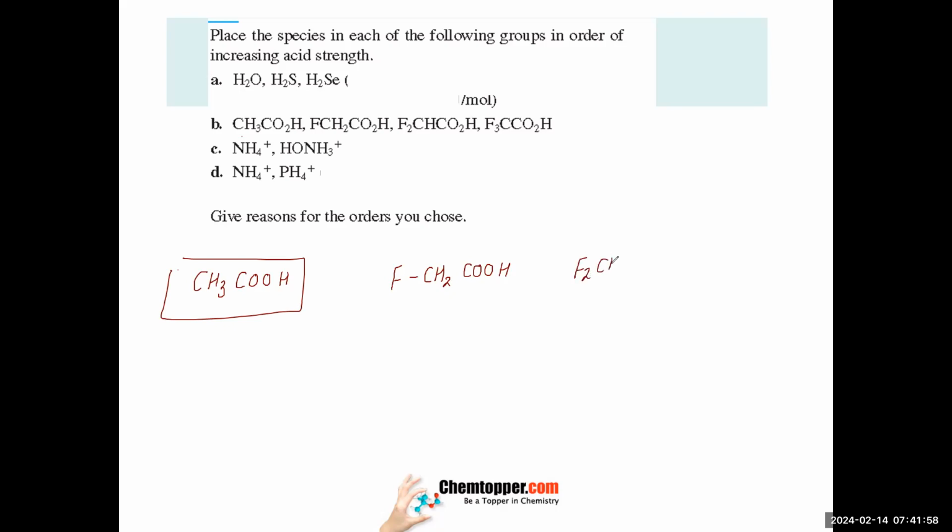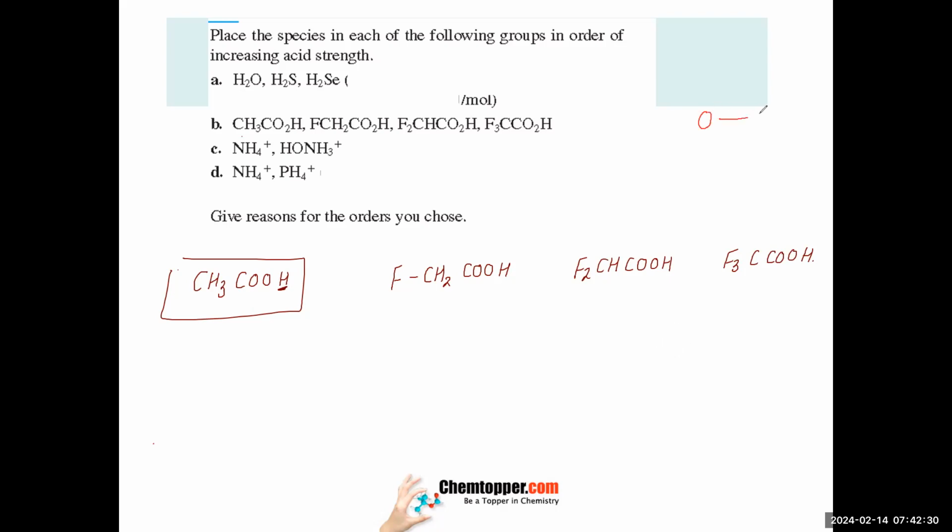What do you mean by last? The one on the oxygen or the one on the carbon? Yes, it is OH. Very good. So the one which is on the oxygen is more acidic. Can you answer this? Why is it so?